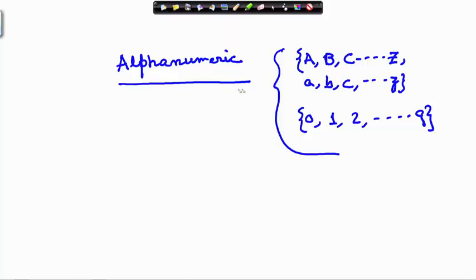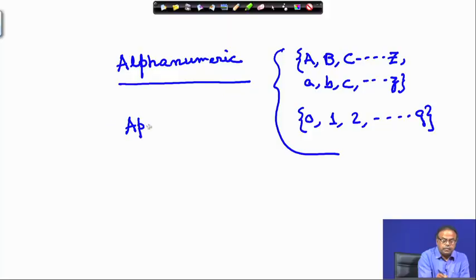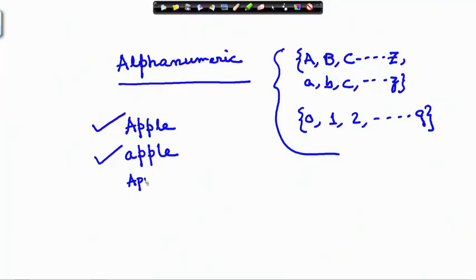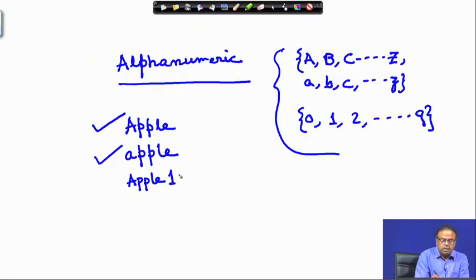Now, so it can be, say, Apple is a valid variable name in C. Again, if I start with small a, this is also a valid variable name in C, but although these two are same, since I have put in different characters, one capital, one small, these two will be treated as two separate variable names. All right. Similarly, I can write, say, apple12.